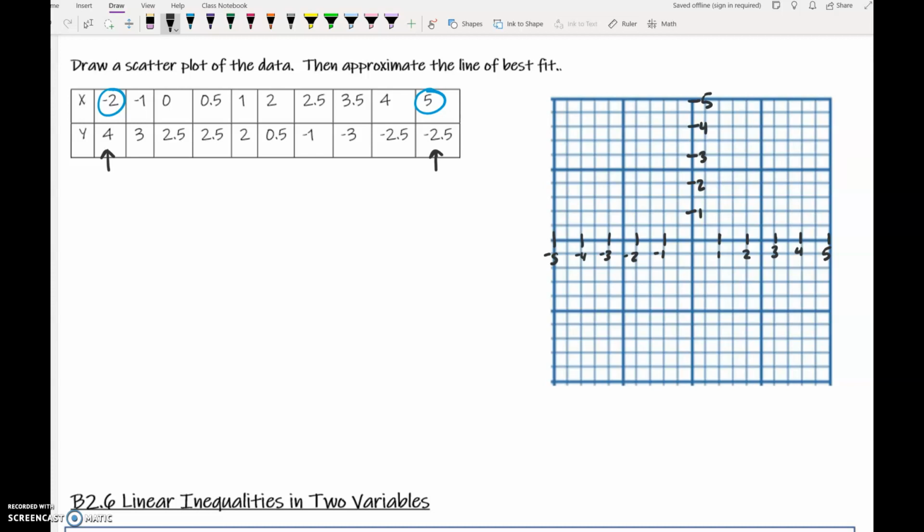Then you just have to remember that every box on that graph is 0.5. So when you're graphing like this point right here, 0.5 to 0.5 would be right there.